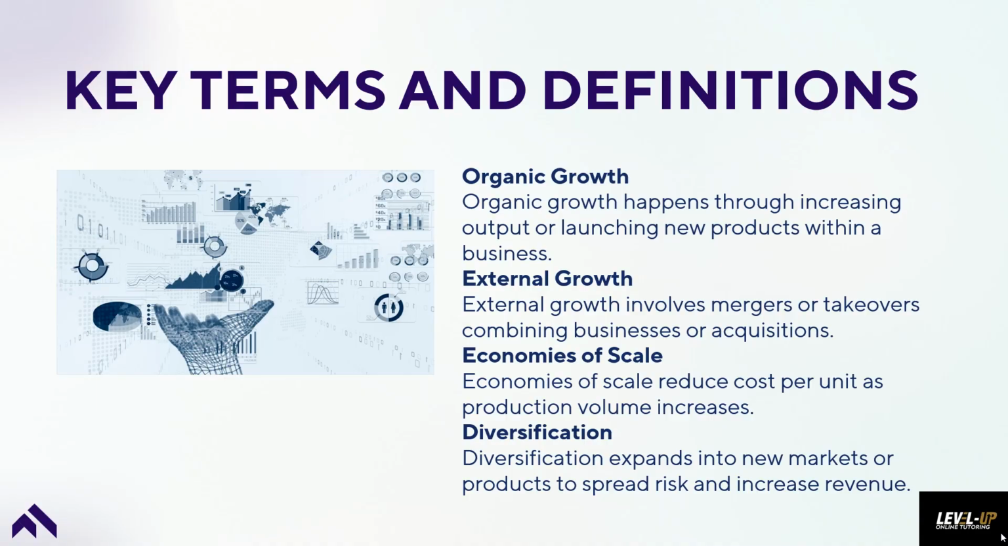And on the flip side to that, we have diseconomies of scale, which is as output increases, cost per unit increases. And that's where you're not being as efficient in the business. Diversification. Diversification expands into new markets or products to spread risk and increase revenue. So if you're trying to grow and you diversify, you're actually going into different markets.